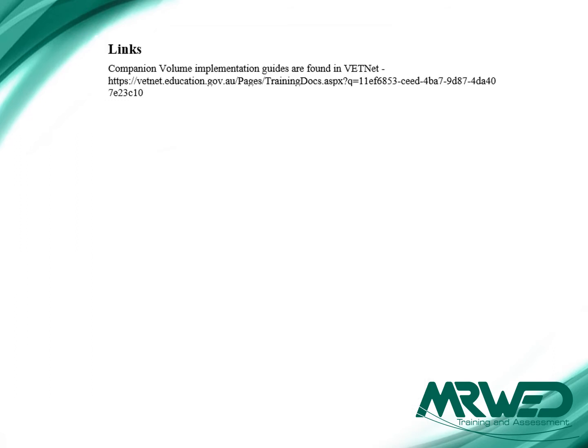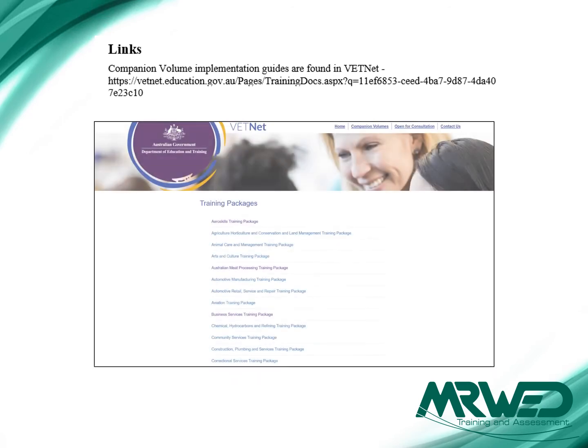And on the final page, we have the links. And this essentially links you to the companion volumes where you can get access to the implementation guides. So if you follow this link, it takes you to the VETNet website, and you can pretty much scroll down this page, find the training package that relates to the unit that you're covering, and you can get the information and guidance that you need for implementation of that unit. It'll provide guidance for contextualization, it'll define key terms, and also talk to you about the structure of skill sets and whatnot.